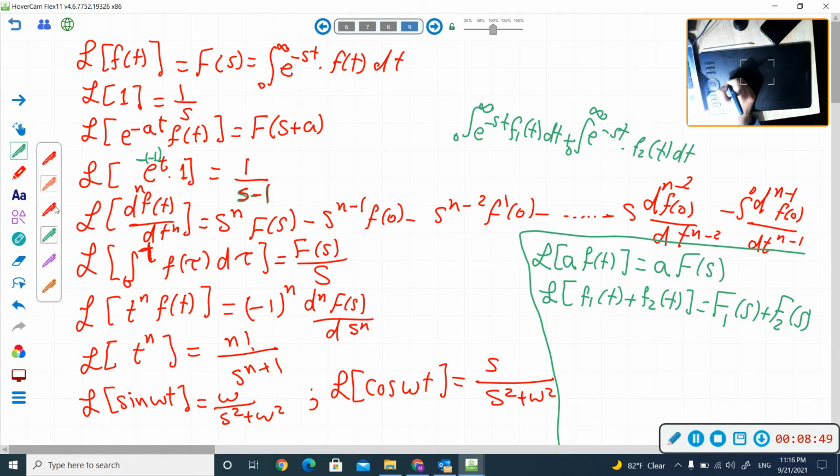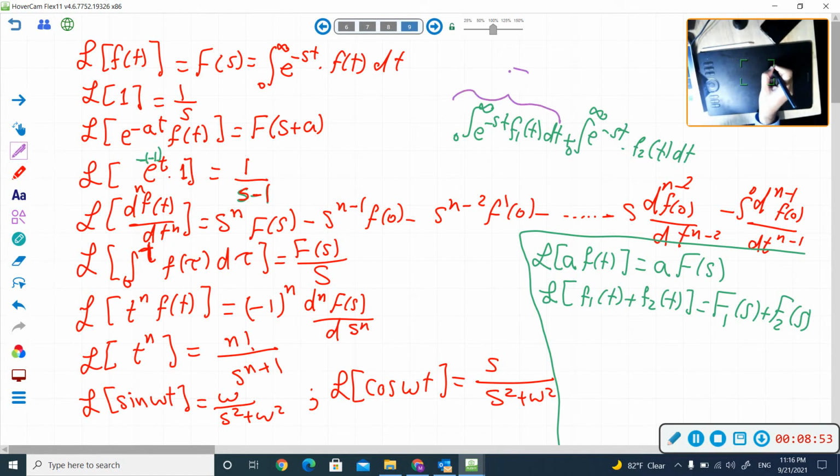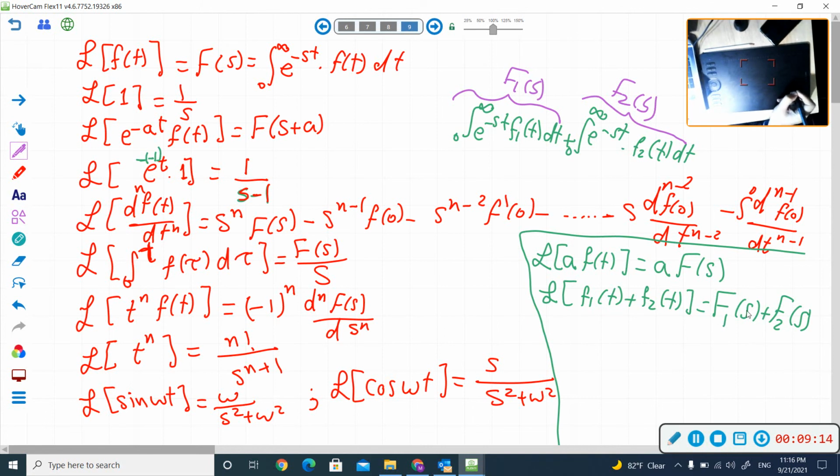So this part is F1 of s, and this part is F2 of s. So the Laplace transform of them together in a summation form, f1 plus f2, will be equal to F1 plus F2, both are capital. Okay, so this is a very useful formula that will help us in our course.